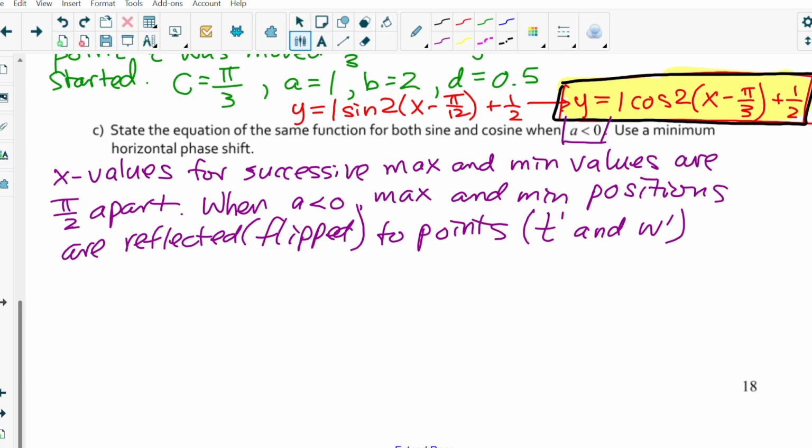Okay. So x values for successive max and min values are pi over 2 radians apart. When a is less than 0, max and min positions are reflected or flipped to the points T prime and W prime. Okay?